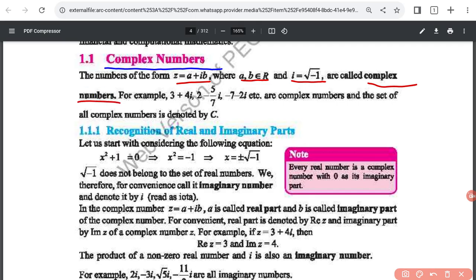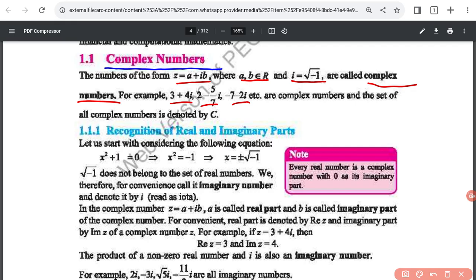For example, we have 3 plus 4 iota, 2 minus 5 over 7 iota, minus 7 minus 2 iota are complex numbers, and the set of all complex numbers is denoted by C.